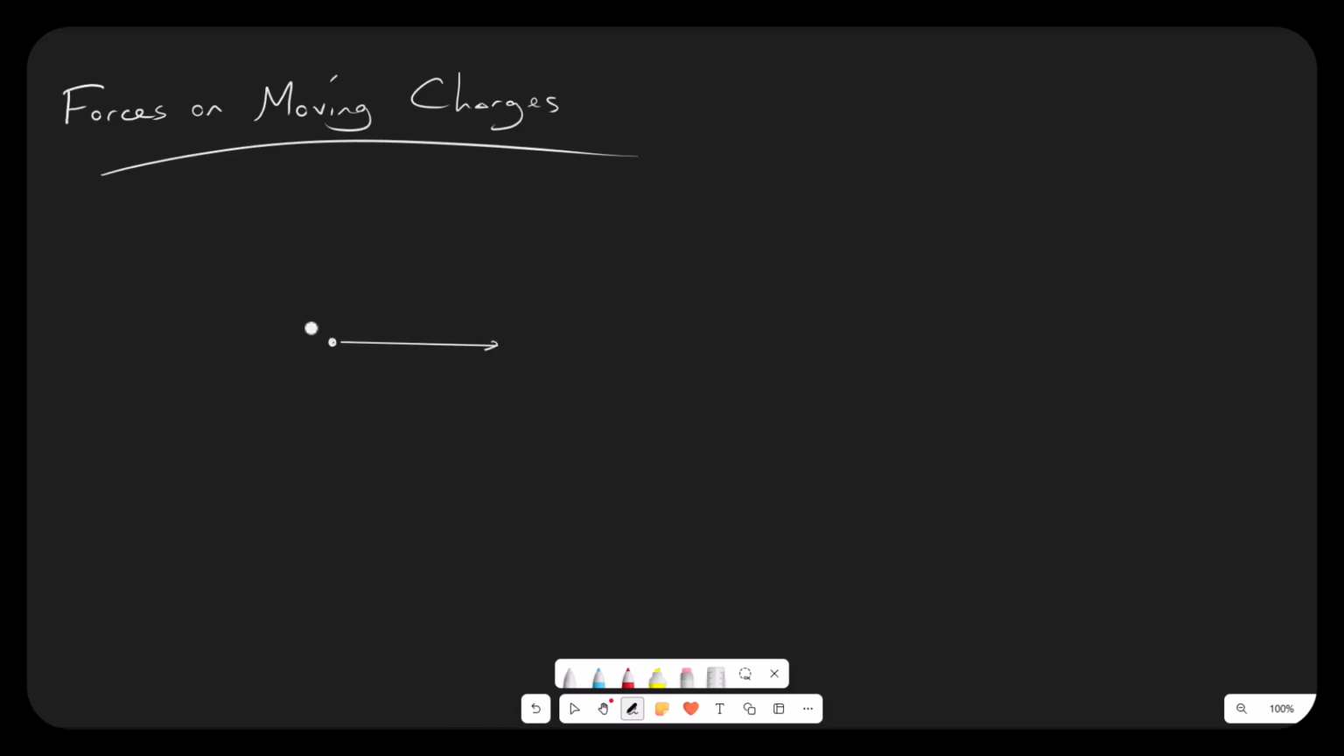It seems like finding the sources of magnetic fields would be a logical place to start, but we're actually going to start with forces on moving charges. So when we have a charged particle moving through a magnetic field, I'm going to give this thing a charge of positive Q, and it's moving through a magnetic field.